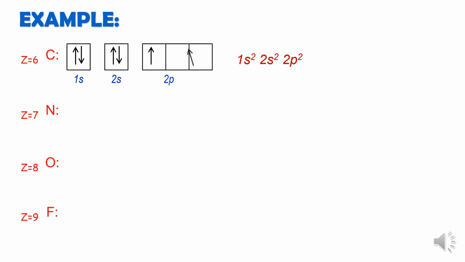Example, carbon, proton number equals to 6. So the SPDF notation is 1s2, 2s2, 2p2. Nitrogen, proton number equals to 7. The SPDF notation is 1s2, 2s2, 2p3.